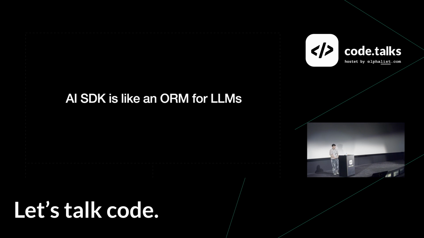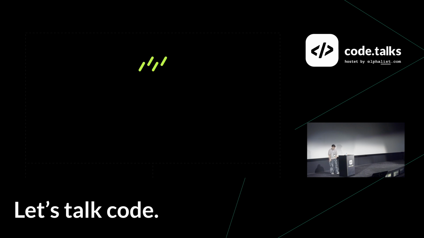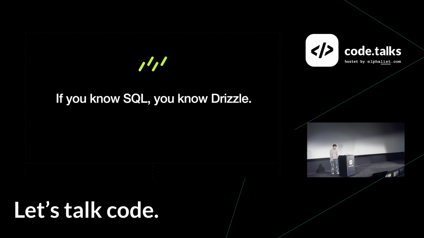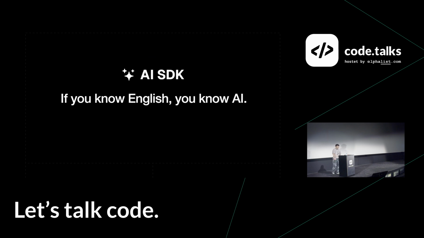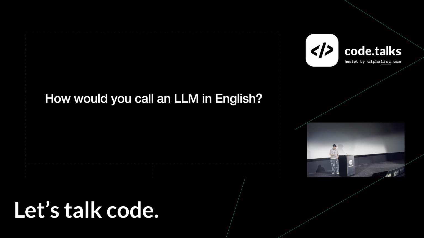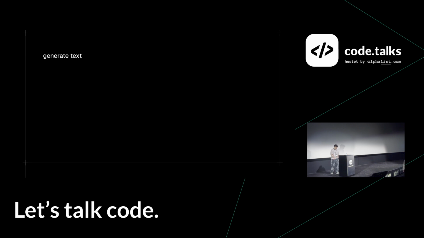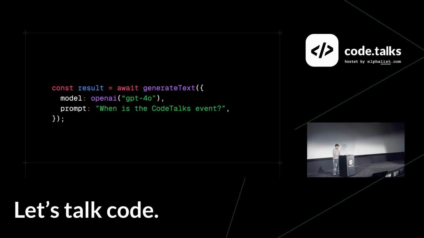So the AI SDK is like an ORM for LLMs. If you know SQL, you know Drizzle. If you know English, you know AI. How can you call an LLM in English? If you know English, you should be able to. Generate text. You can use a model. And then you can have the prompt: When is the code.talks event? And then this is the result.